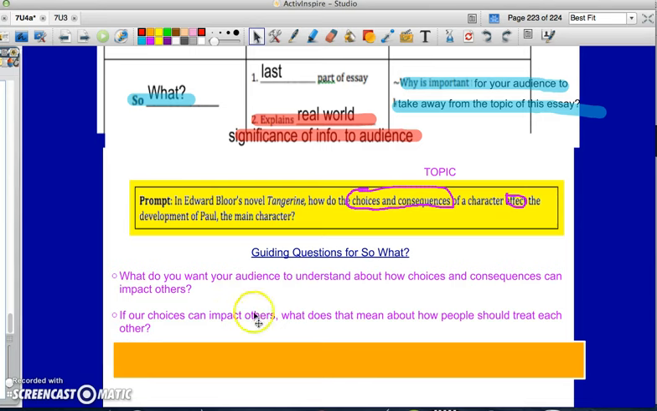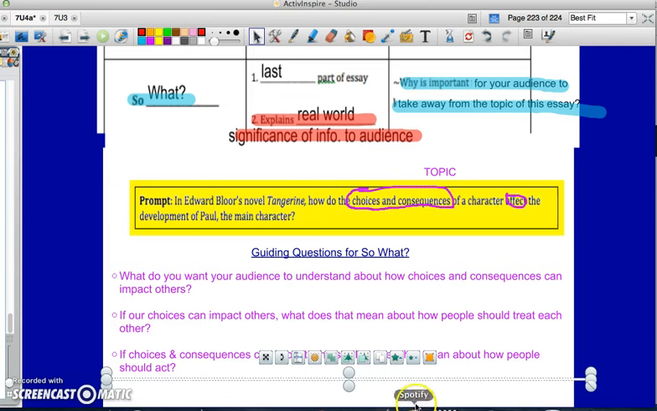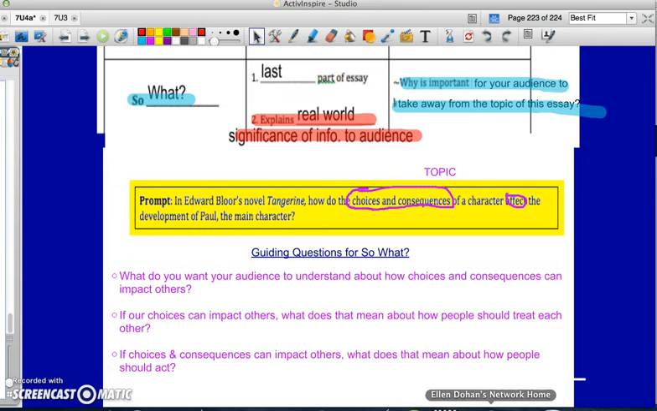So again, answering these questions in general will give your audience something that they can do in their own lives, or a way to think or a way to act in their own lives. And lastly, if choices and consequences can impact others, what does that mean about how people should act? So these three questions try to guide you to take the topic and connect it to your audience's daily life. You want to leave your audience at the very end of your essay not dwelling on the specifics of the characters and details in Tangerine, but rather with something that they can take and use in their own life.